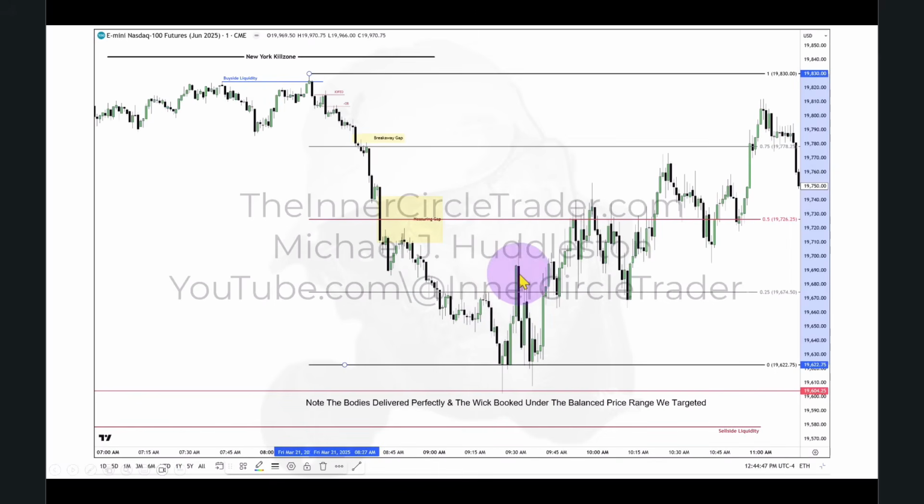What is that? That's a shift in market structure. So we can anticipate the market doing what? Going higher if it breaks out and starts running. We see it deep dive, doesn't take out the low, but the bodies are doing what? What are they doing there?